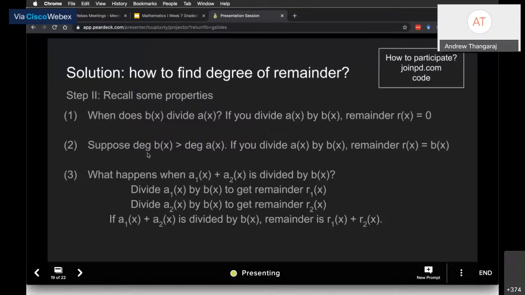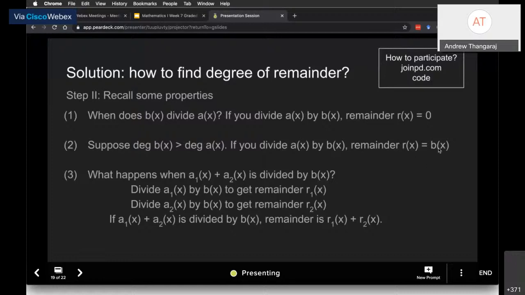Notice what else can happen. So supposing what you are dividing by has degree strictly greater than the degree of a of x. Okay? So you're dividing a of x by b of x, but the degree of b of x is greater than the degree of a of x. Okay, so I have a typo here. It's a huge typo. Sorry about that.